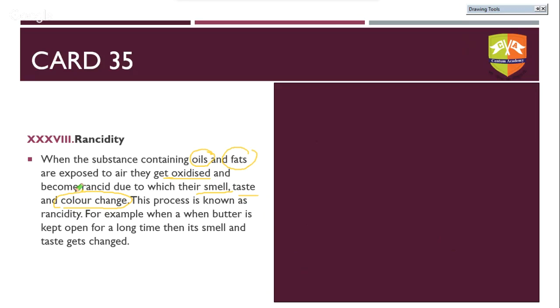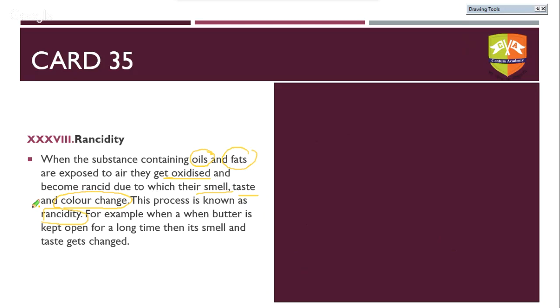So how we define rancidity is, when substances containing oils and fats are exposed to air, they basically get oxidized, and they form tasteless, foul smelling and colored substances. This process is called rancidity. Please note, the process is rancidity, okay, and the objects are rancid objects.